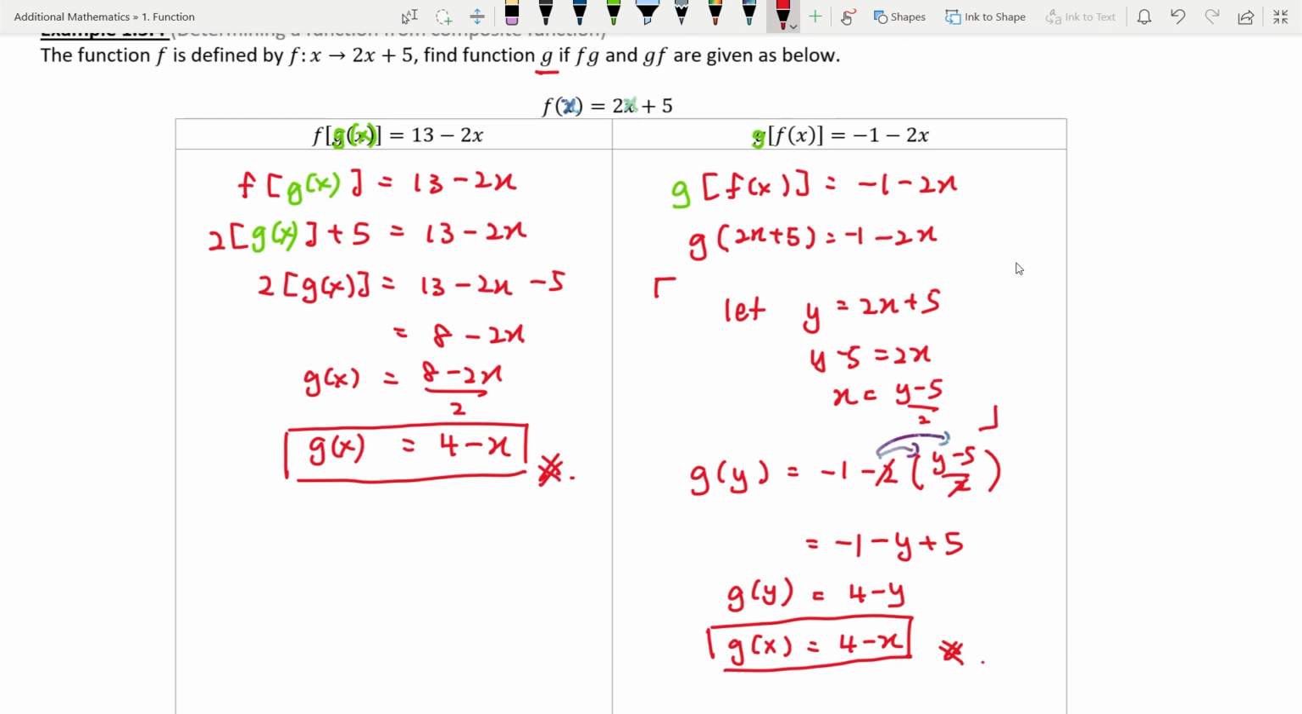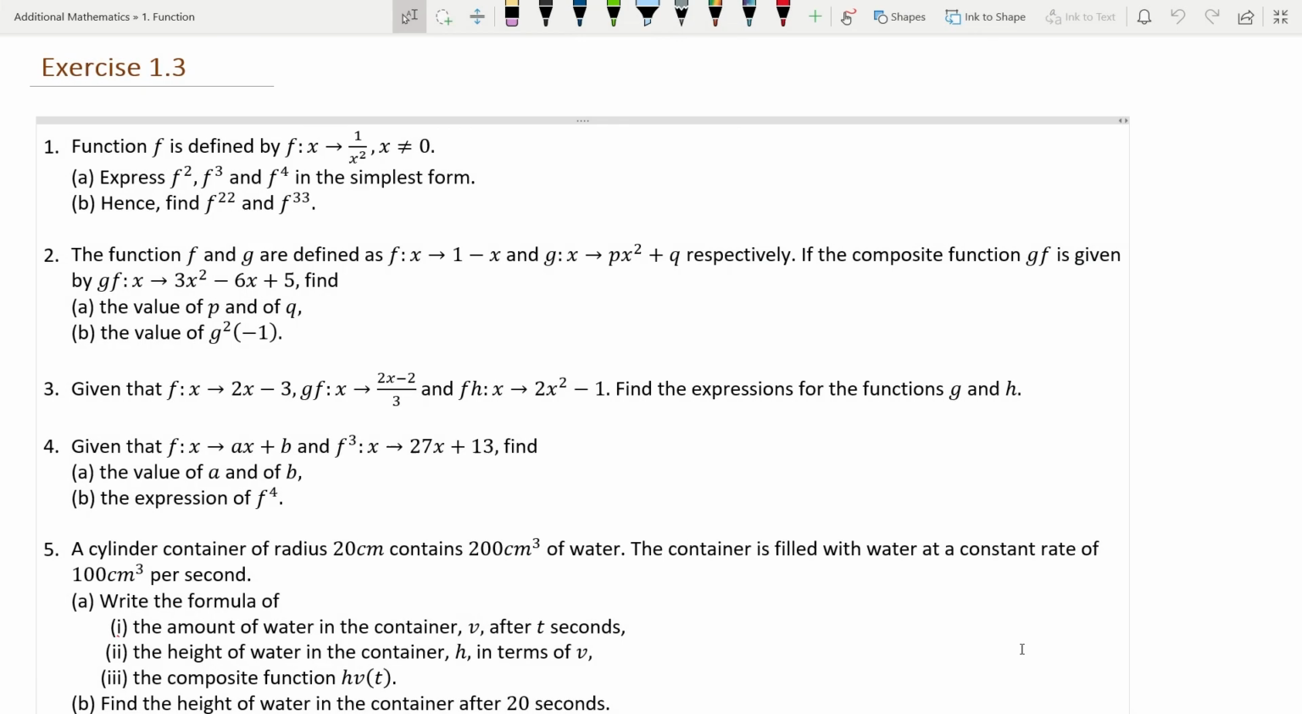So this is the method to obtain a function from a composite function and a given function. For the next section, we will discuss more questions on composite functions. You may try the questions and see how much you understand about this topic. In the next video, a detailed solution will be given.